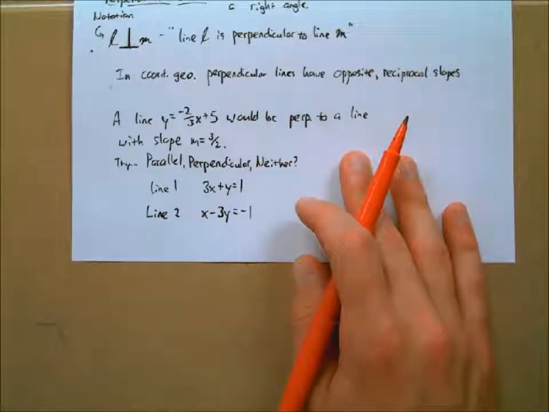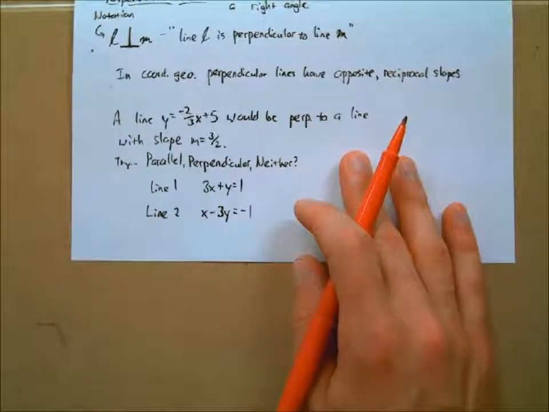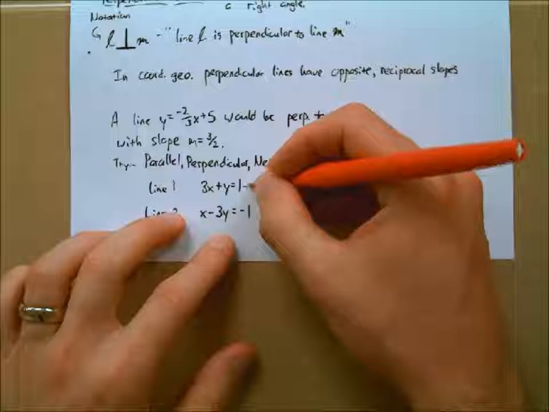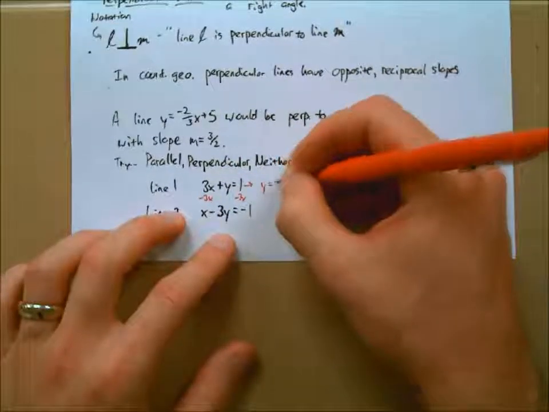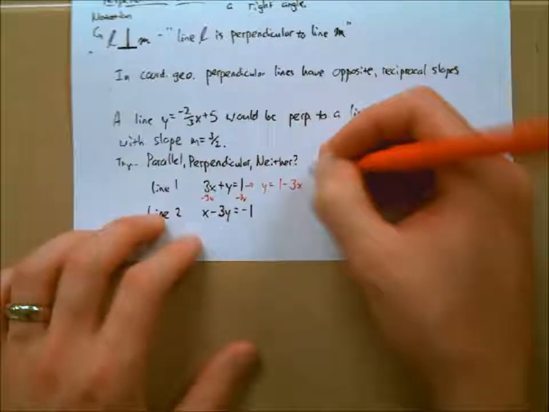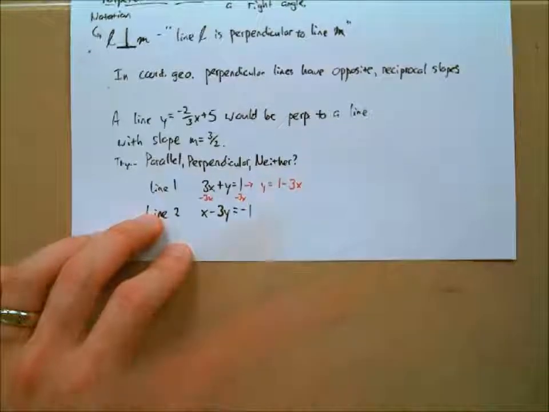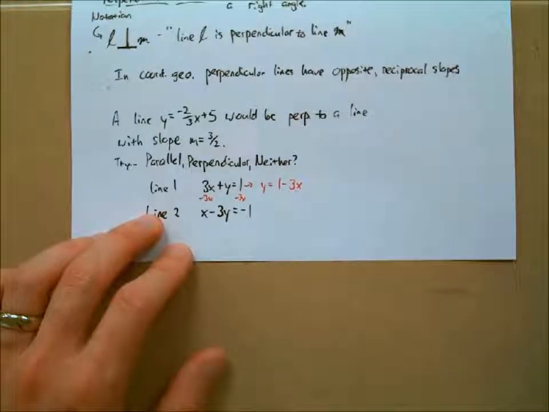So what do you notice about that? The y is by itself. There's nothing with it. And then subtract 3x. There you go, exactly right. We'll subtract 3x from both sides to get the y by itself, and we get y equals 1 minus 3x. So now looking at this, what's the slope of this line?